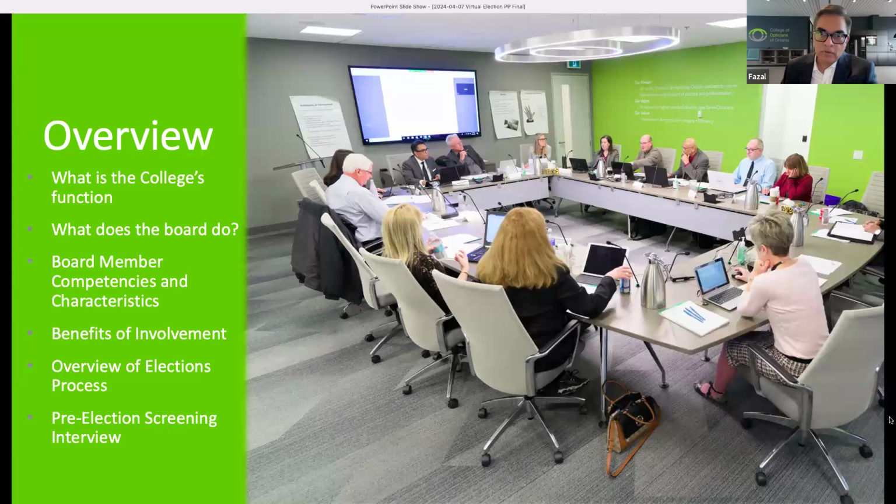Just a bit of an overview of today's session. We'll briefly speak about what the college's function is, what the board does, and then talk a little bit about board member competencies and characteristics. We've got our panel, which I'll introduce in a moment, and we'll talk about what they perceive as possible benefits of involvement. We'll go over the overview of the elections process, and talk a little bit about this new pre-election screening interview that we've been doing for the past, I would say, 3 or 4 years.